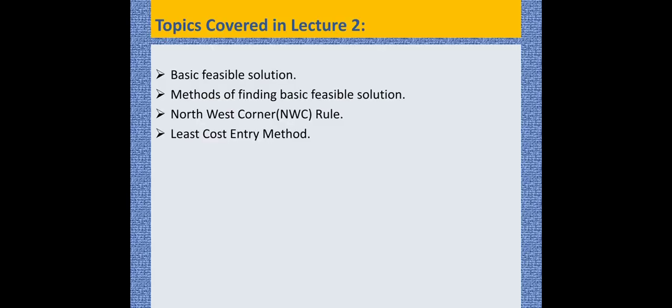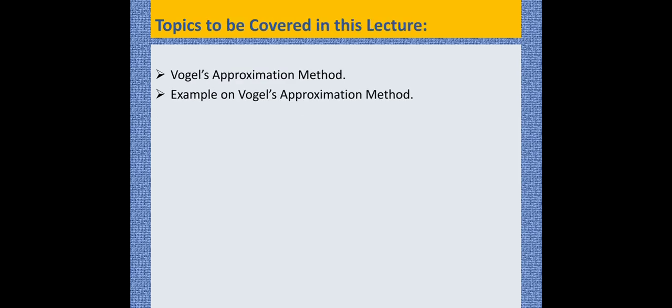In lecture 2, we discussed the topic basic feasible solution, and methods of finding a basic feasible solution: the northwest corner rule, and we solved a problem on it; and the least cost entry method or matrix minima method, and we solved one problem on the least cost entry method. In today's lecture, we'll discuss Vogel's approximation method and we'll solve one problem on it.